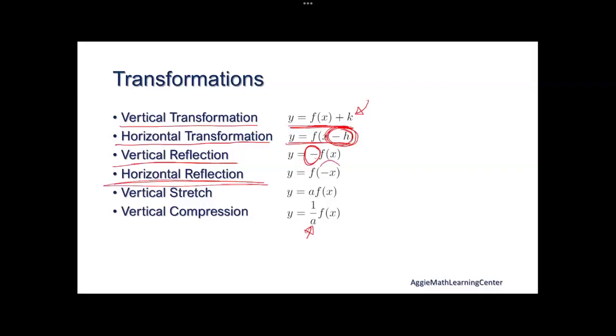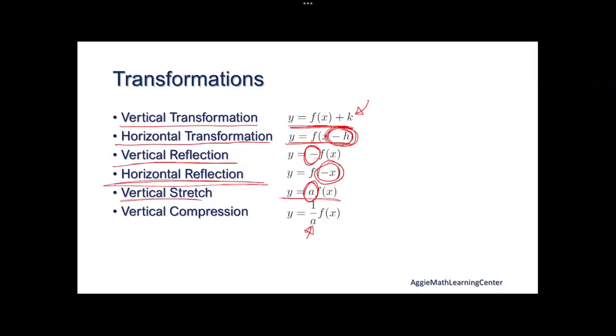A horizontal reflection again affects the x directly, but there's really no other way to think about it, so it does what you think it does. It just flips the x coordinates across the y-axis, so the positive x coordinates become negative x coordinates. We have a vertical stretch. Again, it's affecting vertically, so it is going to be outside of the f of x, not affecting the x, because it's affecting the y coordinates.